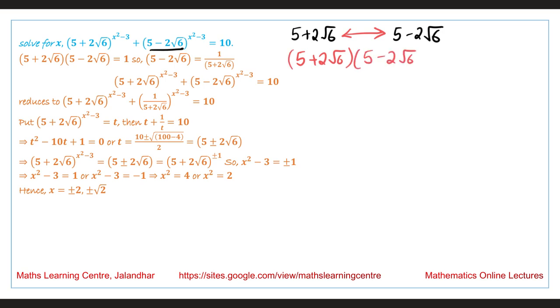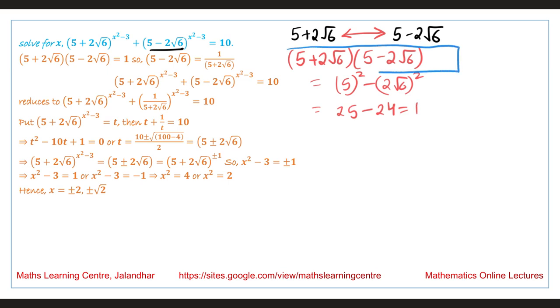So when we multiply these terms, the answer we will get is equal to 5 squared minus (2 root 6) squared. So this is equal to 25 minus 24, that is equal to 1. So what we have obtained is that the product of these two numbers is equal to 1. So we can write that 5 plus 2 root 6 is equal to 1 by (5 minus 2 root 6), that is, one is the inverse of the other.